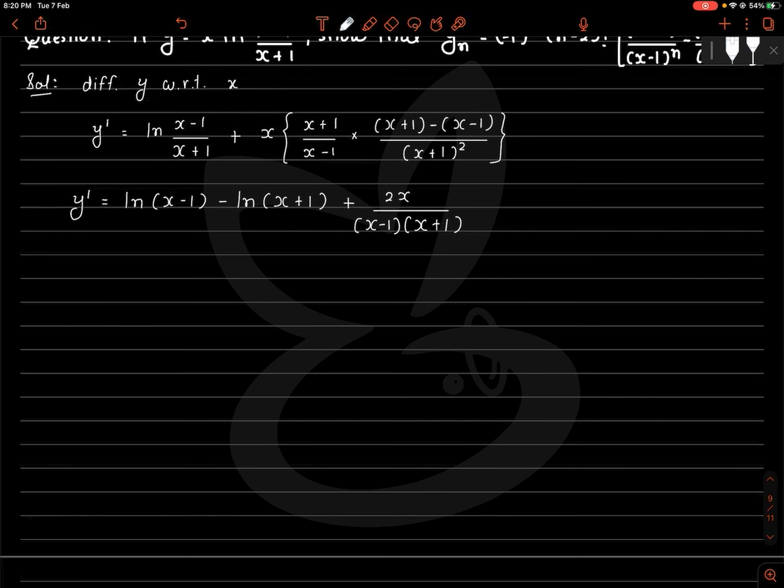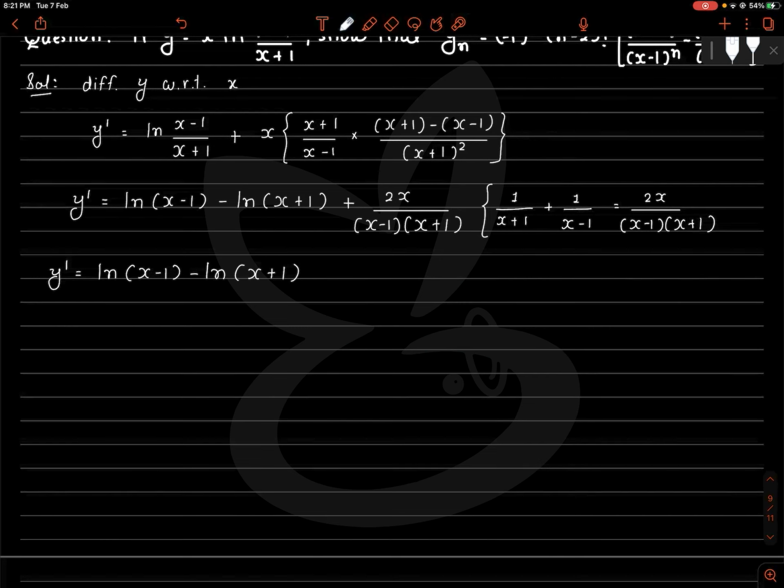This is a very simple algebraic function, and we can directly write it as 1/(x plus 1) plus 1/(x minus 1), which is equal to 2x/((x minus 1)(x plus 1)). So here we can see we do have a formula for the nth derivative of this kind of function. We will get y dash is equal to ln(x minus 1) minus ln(x plus 1) plus 1/(x plus 1) plus 1/(x minus 1).